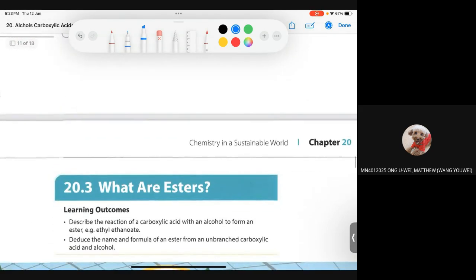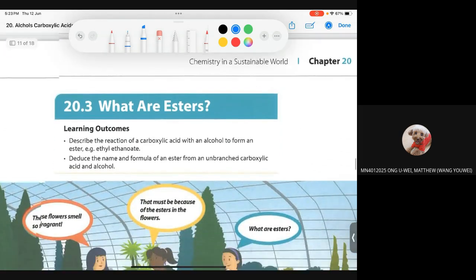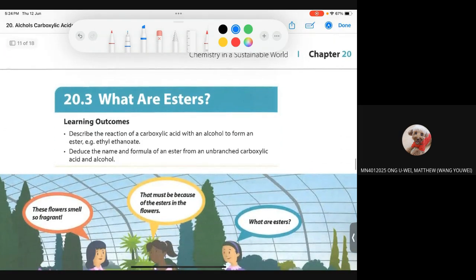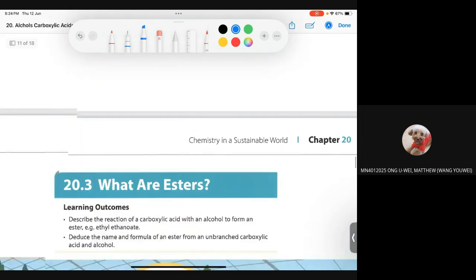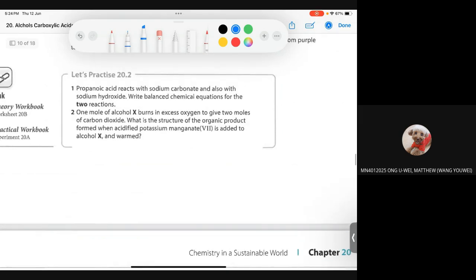Now, we are going to finally go on to what esters are. Actually no, I think time is quite limited. I think I won't go through esters. I think this is enough for today already. We will go through esters more specifically in the next round. Okay, so that's all for today. I will stop the recording now.